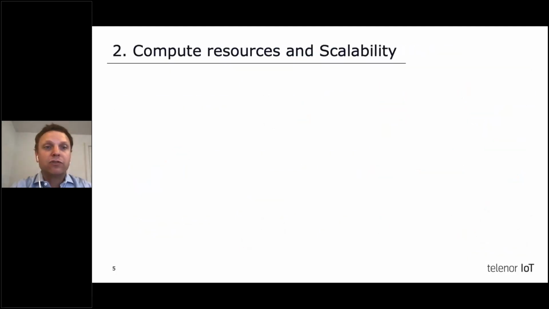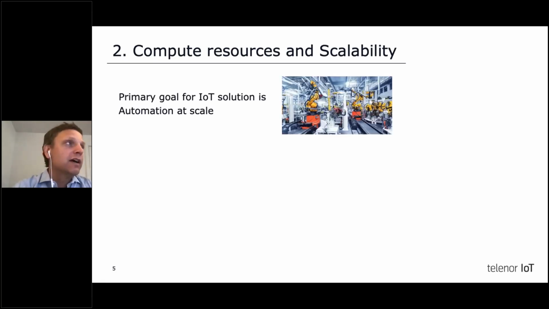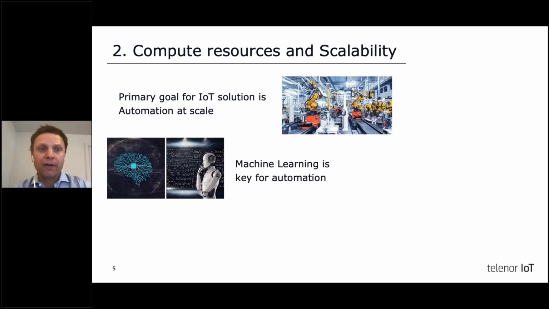If we move into compute, resources and scalability, I will put this in context before I go into the different scenarios. The primary goal of IoT solutions is automation at scale. And in order to achieve automation at scale, you typically need to adopt machine learning, because this is key for automation at scale.